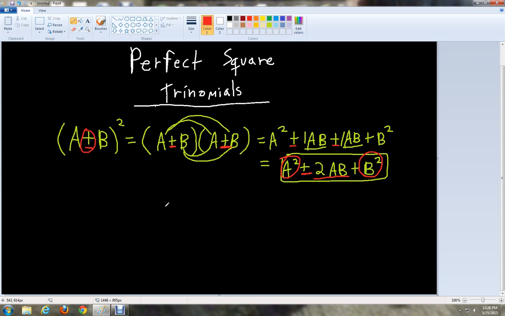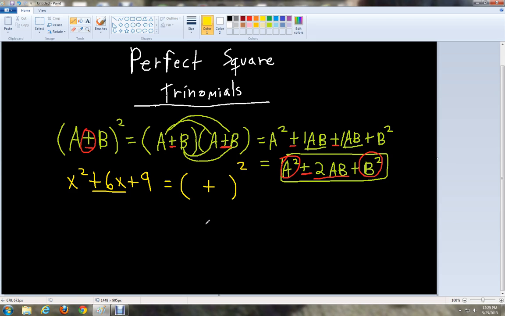So let's look at an example of a perfect square trinomial. Say you have x squared plus 6x plus 9. And so we want to factor this as some binomial square. We notice here that the middle term is positive, plus 6x, so we'll have a plus sign here.